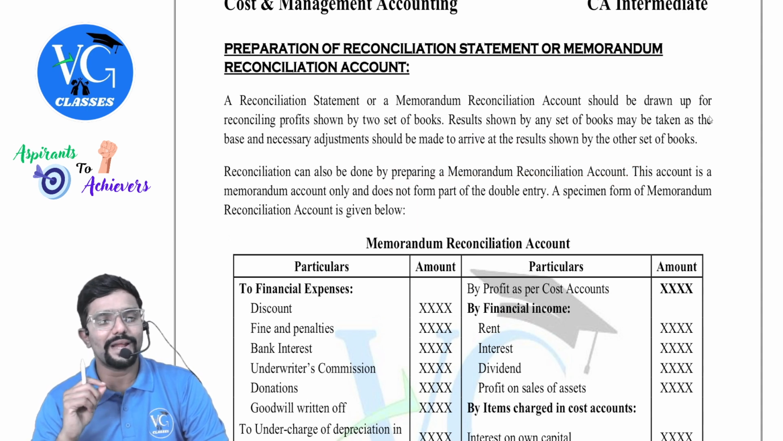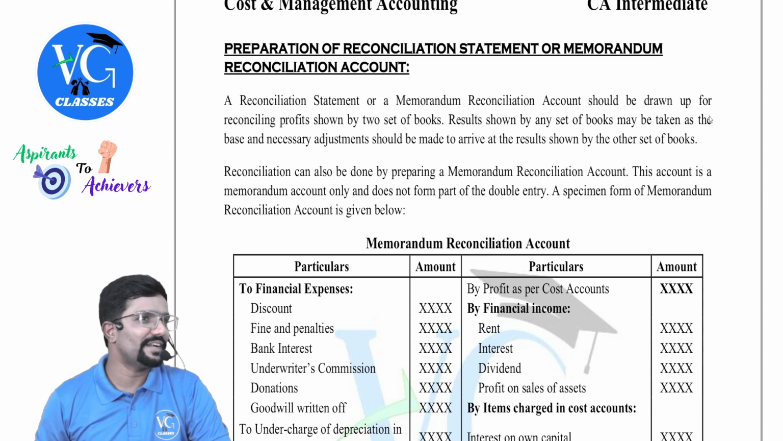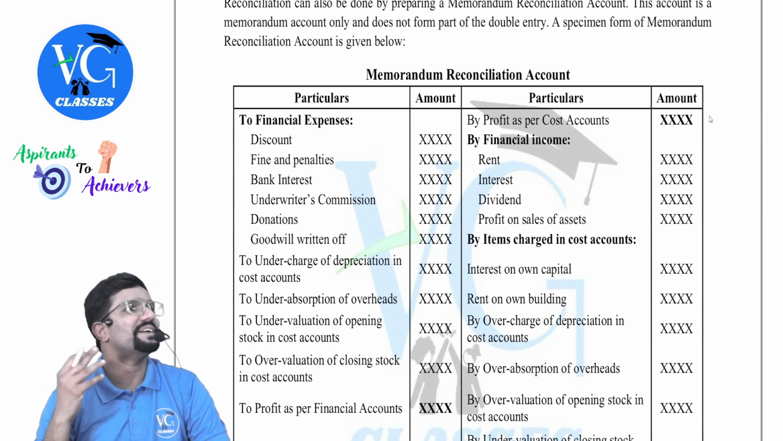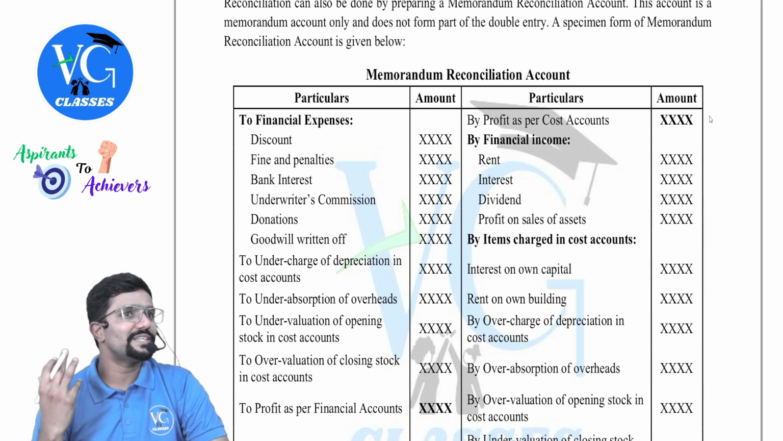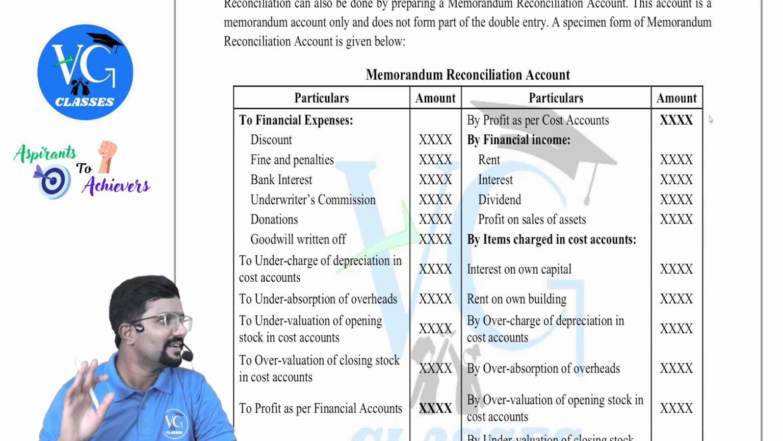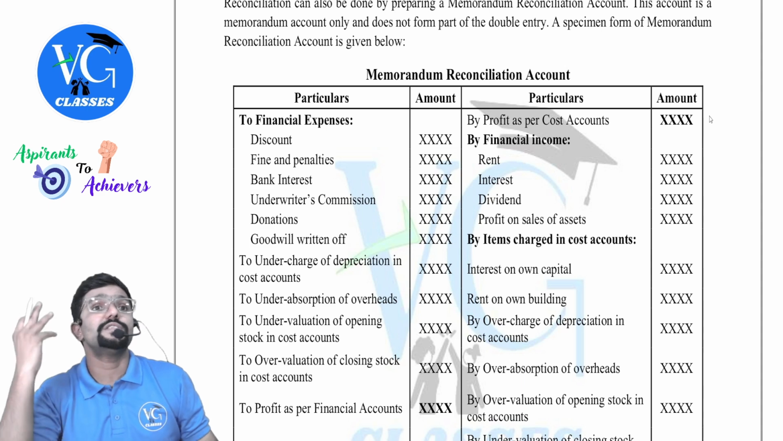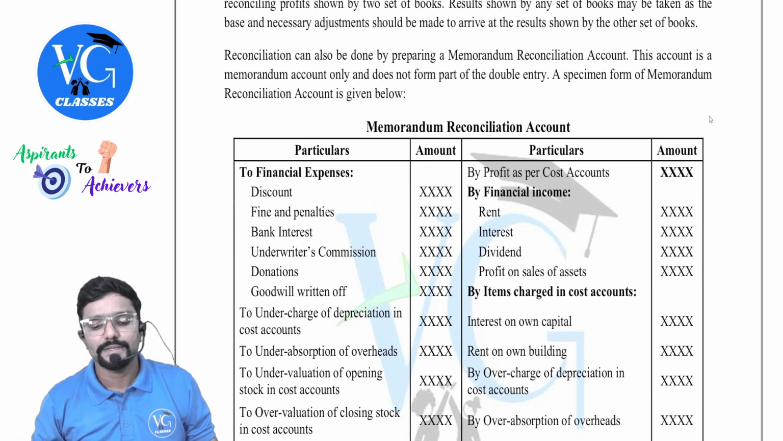This account is a memorandum account only and does not form part of the double entry system. Here we are not opening this to close any account. We are just opening this account to reconcile. Clear? Because any ledger account we open, we will close it one day or the other. Now don't go with that notion. If I have debited here, where will I credit? In which account will I credit? That will not come here.